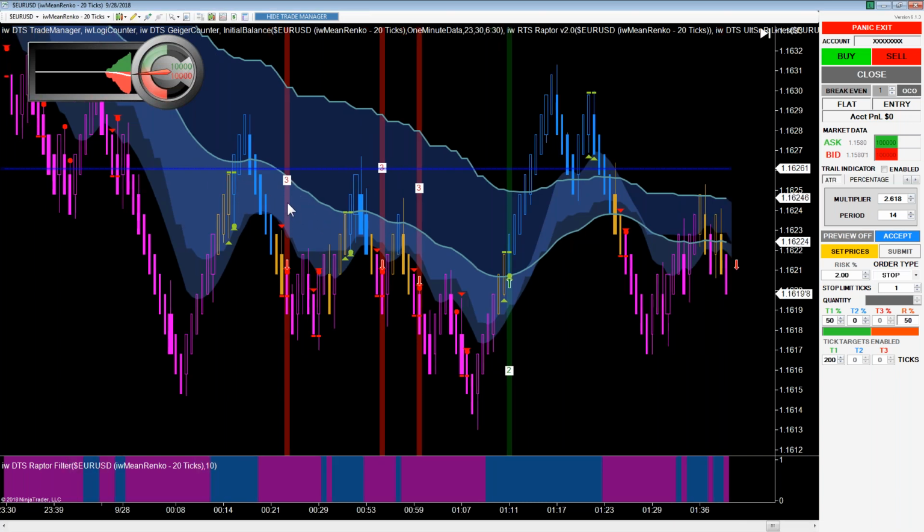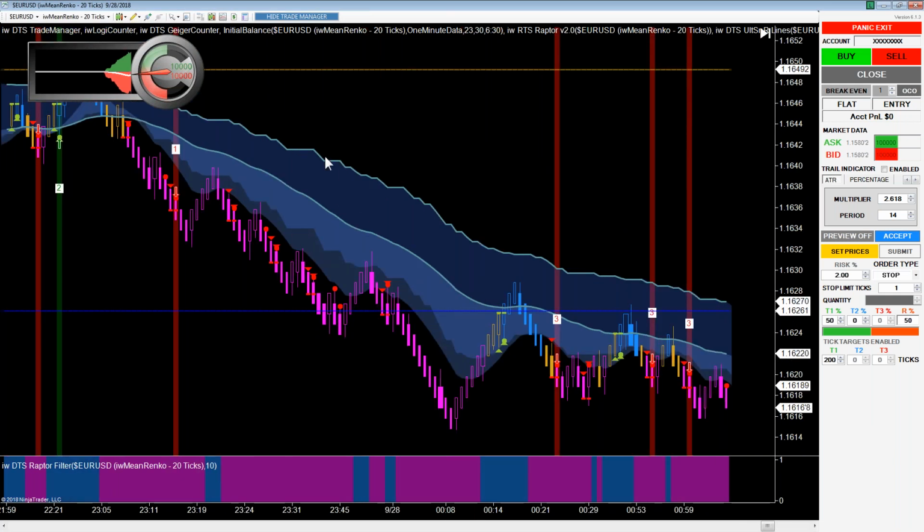So actually, I guess before I get into all that, I should explain what you're looking at here on the Raptor. So the Raptor is a hybrid. It's a hybrid of the other 3 systems combined into one. So it's going to employ elements of the Hawk Scalper, the Falcon Swing Trader, and the Eagle Trend Trader all into one trading system.